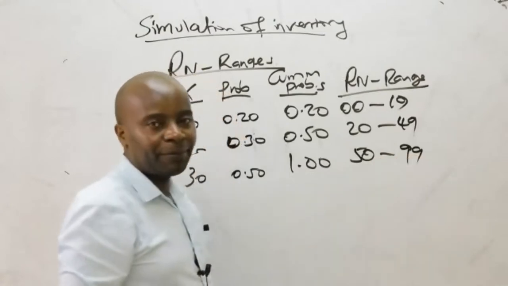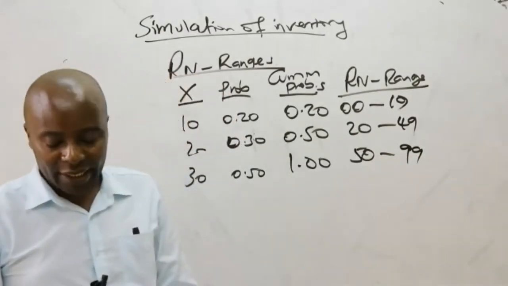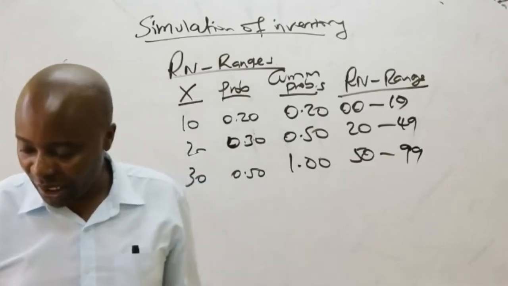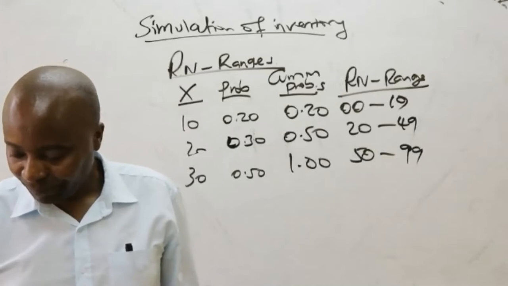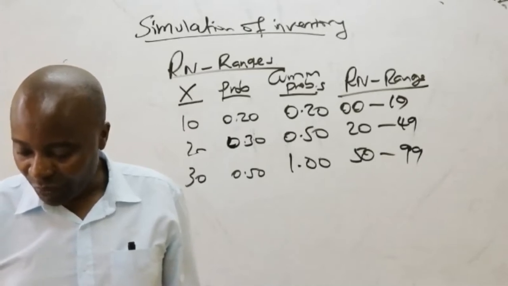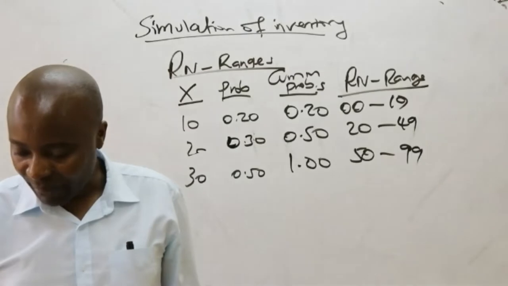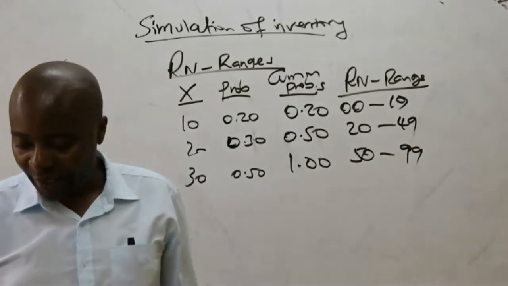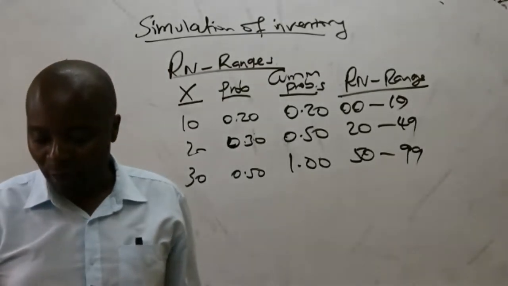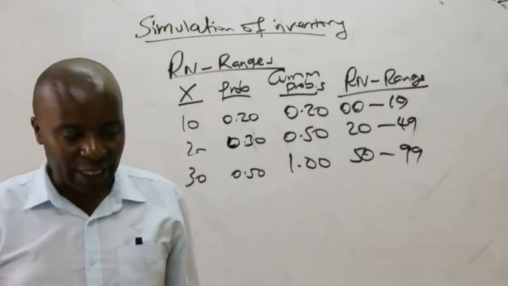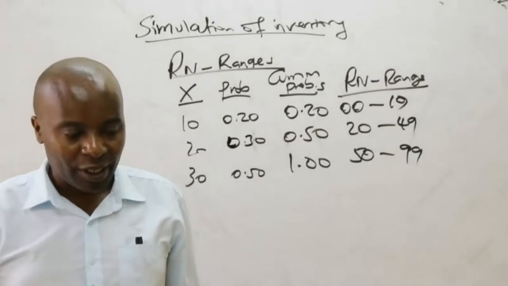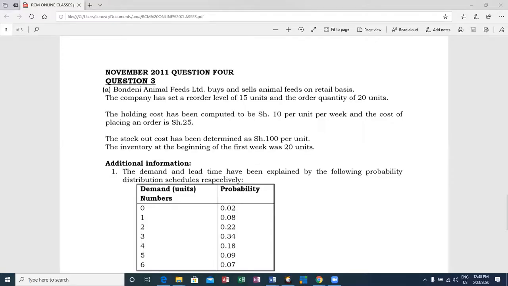100 minus 1 gives us 99. So for us to understand, there is a question which KASNEB gave my students. You'll be able to see it there. It's November 2011, question number 4. It is on the screen.